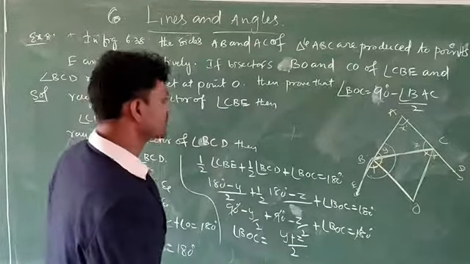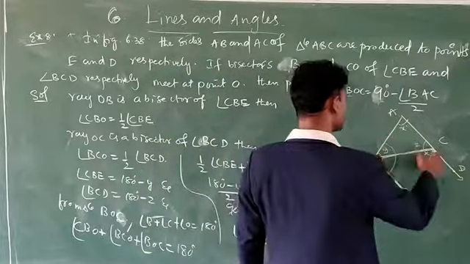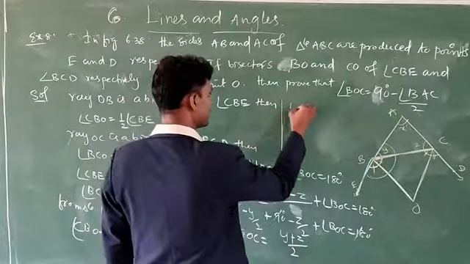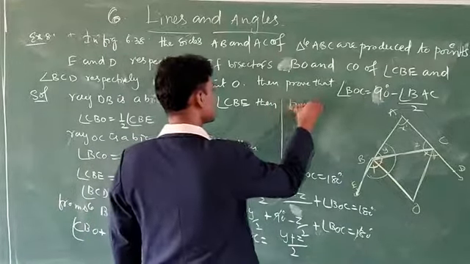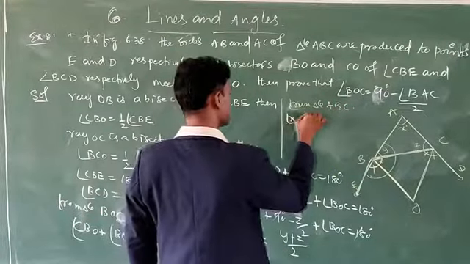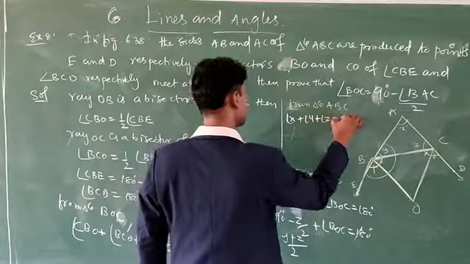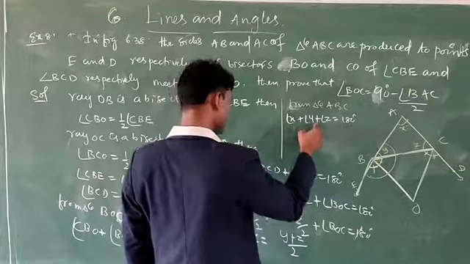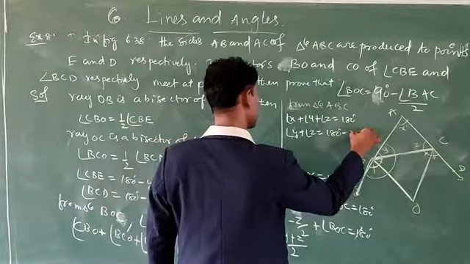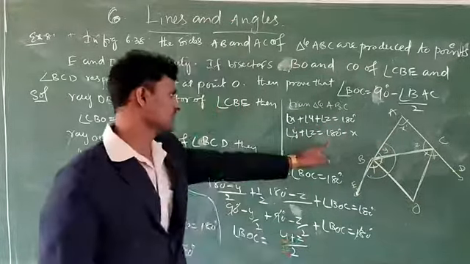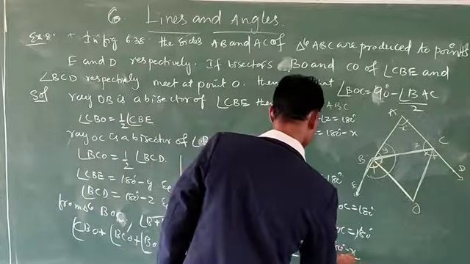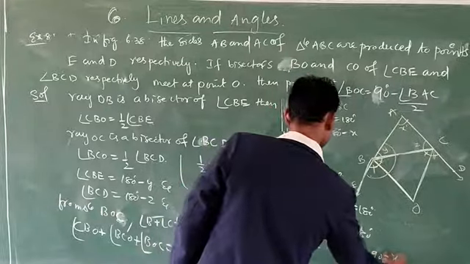Now see here, the sum of these three angles is equal to how many degrees? 180 degrees. Here, from triangle ABC, angle x plus angle y plus angle z is equal to 180 degrees. Now we want angle y plus angle z, which is equal to 180 minus x. Here, instead of y plus z, you can write 180 minus x. Now 180 minus x by 2 is equal to 90 minus x by 2.